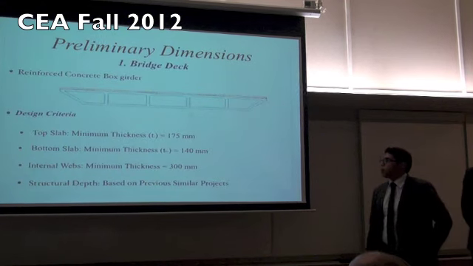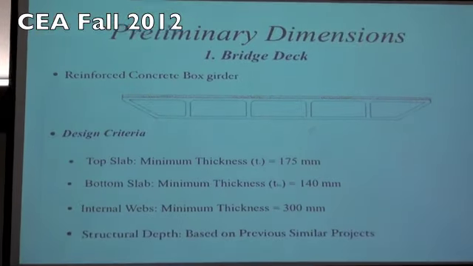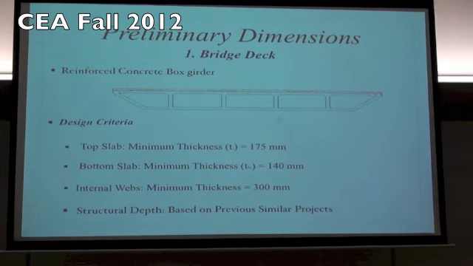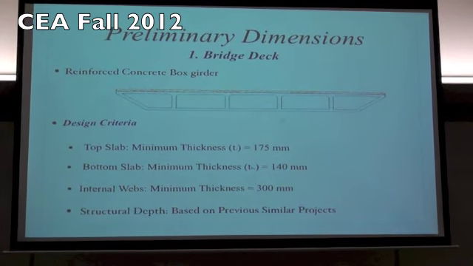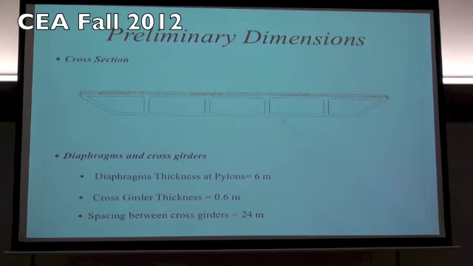And then we talk about the deck. Our section is an RC trapezoidal box girder. The code provides some limitations about the dimensions of the box girder. These are the limitations, and these are the dimensions of our girder from the model: 150 millimeters for the web, 300 millimeters for the top slab, 250 millimeters for the bottom slab, and as you all know, the whole deck width is 28 meters.